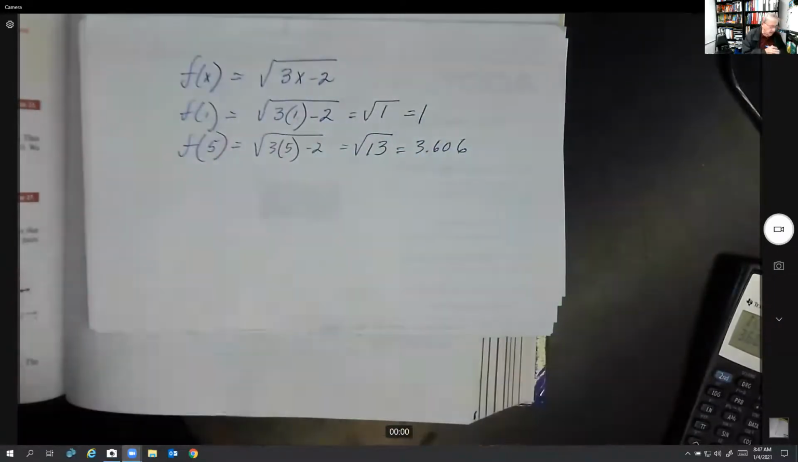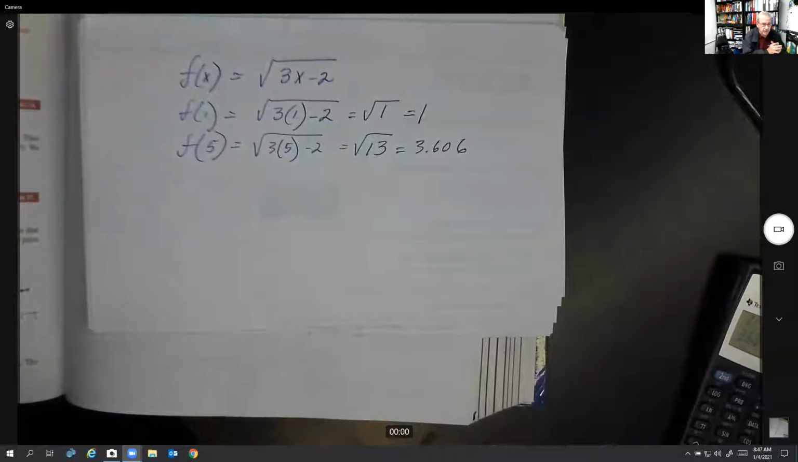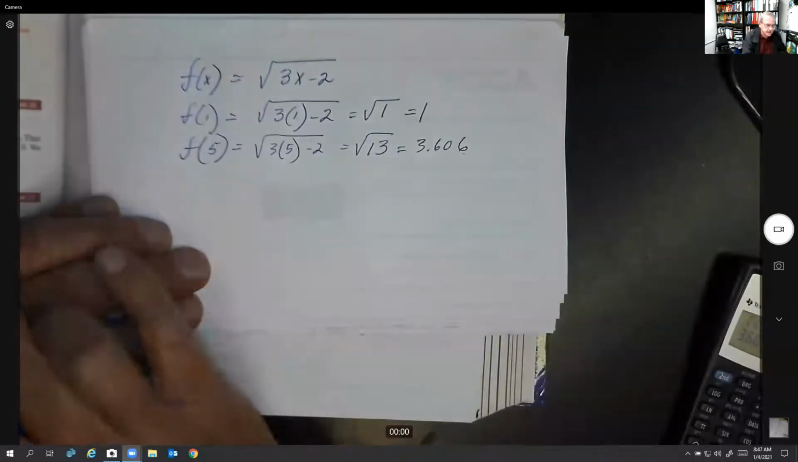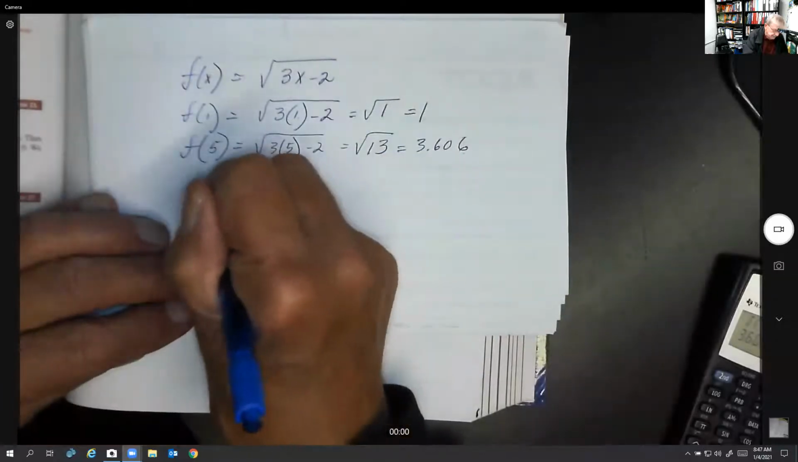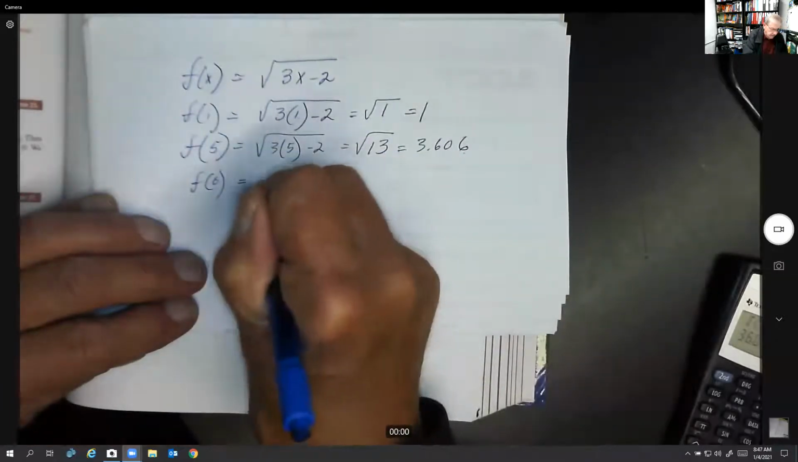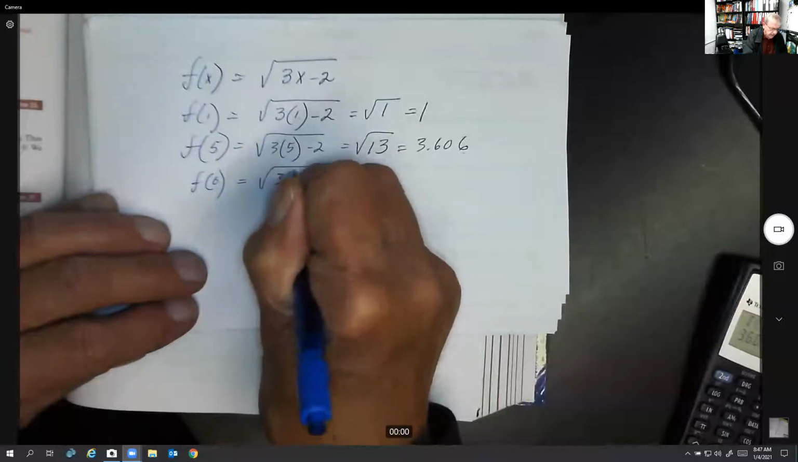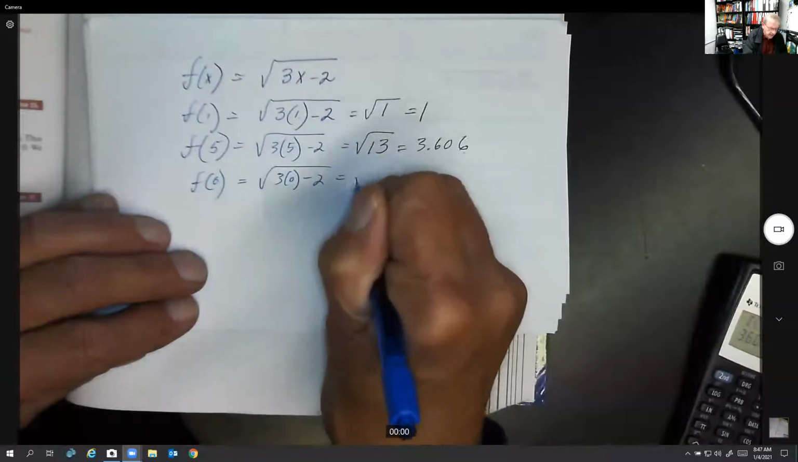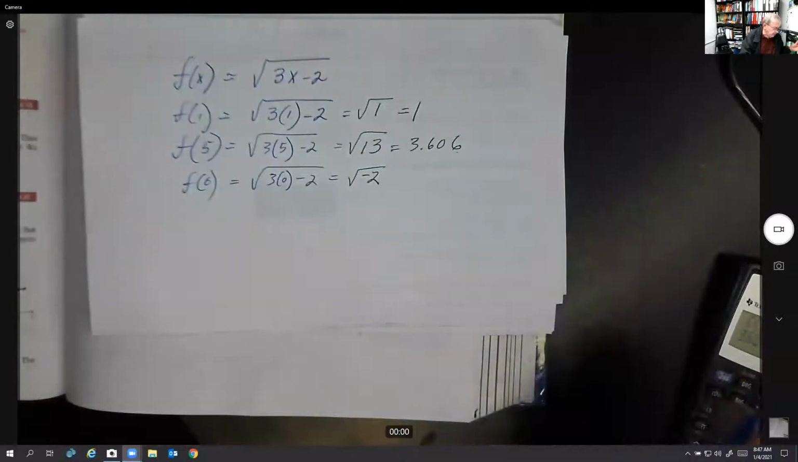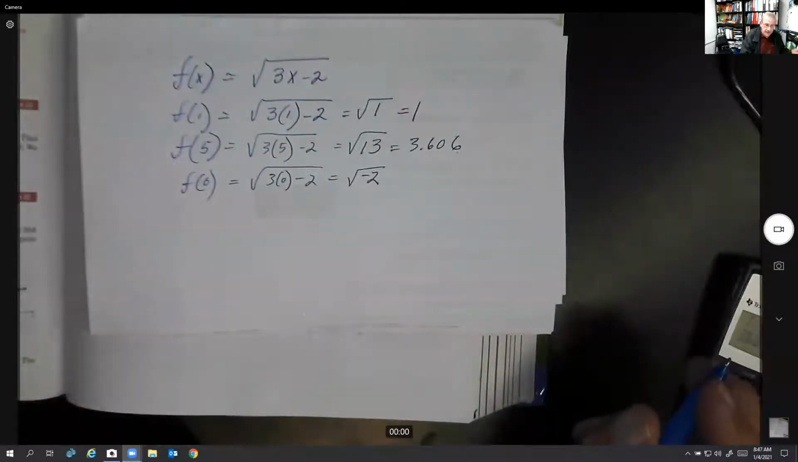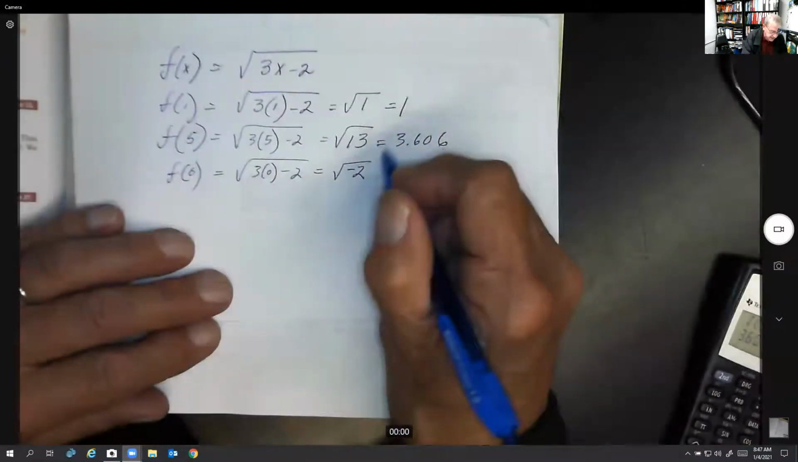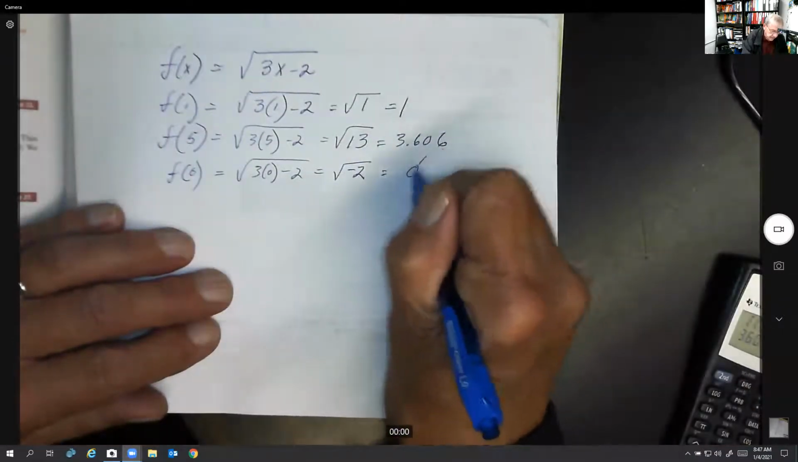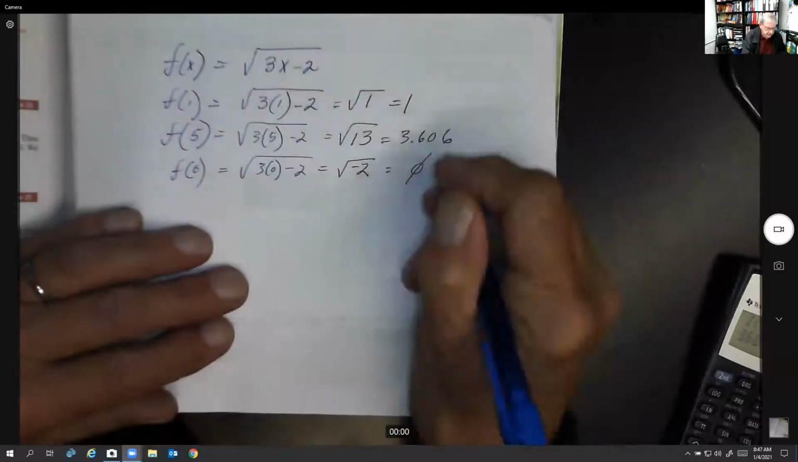3.606. It looks like the book wants us to carry it out 3 decimal places, or thousandths place. And the last one, what if x was 0? All right, so we got 3 times 0, that's 0, minus 2 is a negative 2. And we would just leave it that way because we cannot take the square root of negative 2. So we just leave it that way or say it's the null set, doesn't exist.